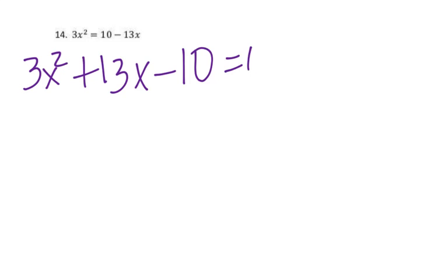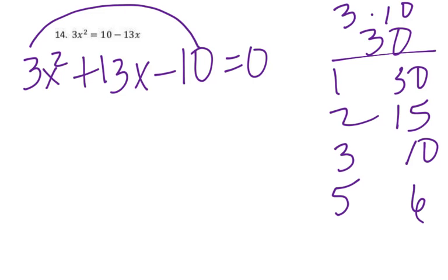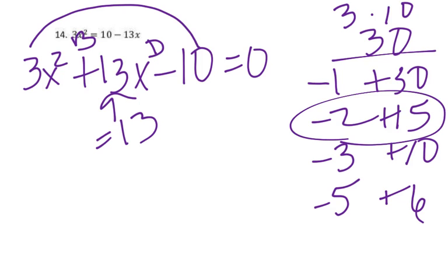On this one you've got to move things. You want to make sure that the x squared is positive and that it is written x squared and then x and then the constant. So this becomes 3x squared plus 13x minus 10 equals 0. Since there's a number in front of x squared, you've got to multiply the first number and the last number to figure out what to factor. So 3 times 10 is 30. Factors of 30 are 1 and 30, 2 and 15, 3 and 10, 5 and 6. Signs are different, and the big one is positive, so the small ones are negative. They need to equal 13, so I'm going to use 15 and negative 2.